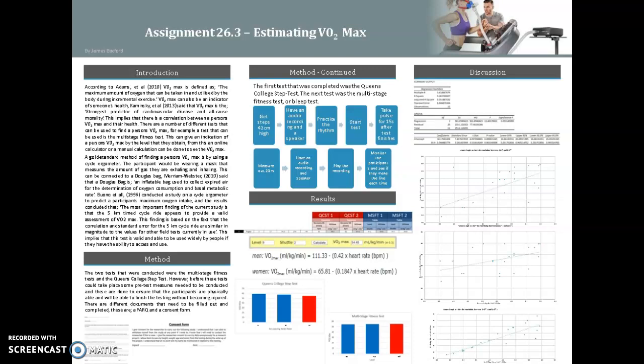So moving on to the method section now. The two tests that were conducted for the current study were the multi-stage fitness test and the Queen's College STEP test. However, before both of these tests were done, some pre-test measures need to be conducted, to ensure that participants are physically able and willing to participate in the study, and that they'd be able to finish the study without becoming injured or causing themselves any physical harm. So there are a few different documents that need to be filled out. These are a PARQ and a consent form, and there also needs to be a risk assessment filled out as well.